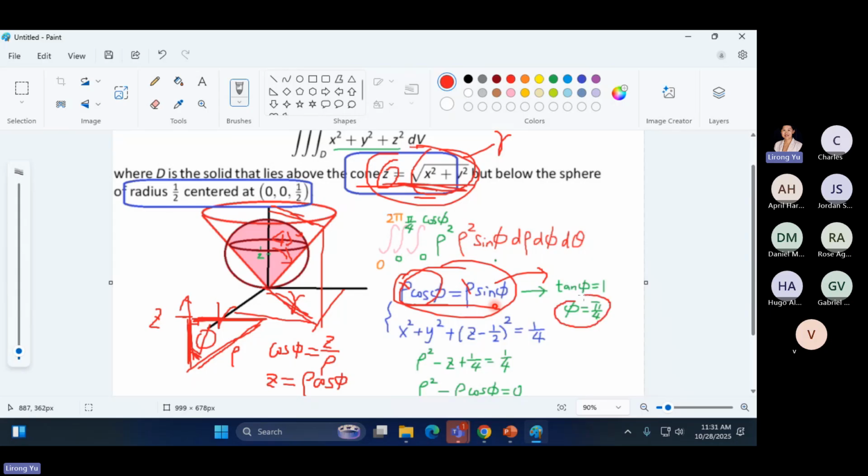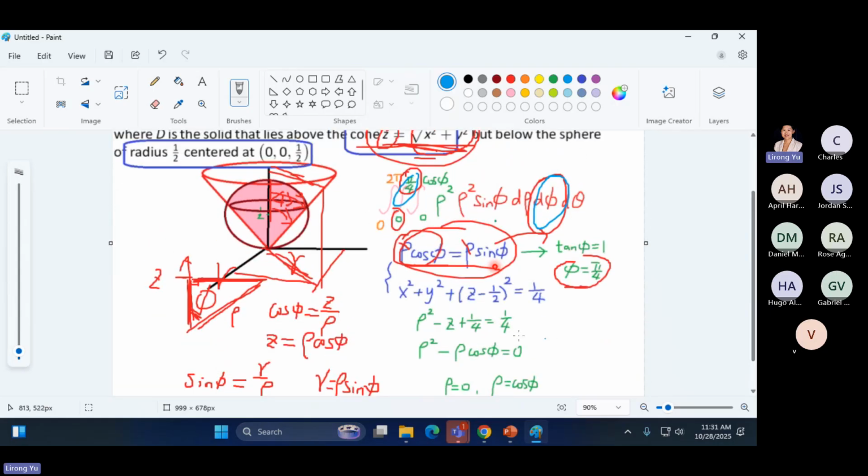45 degrees. So it looks like the opening is around 0 all the way to 45. It's providing the boundary for phi, 0 to pi over 4. That is the integration region for phi. A little bit more visible there.